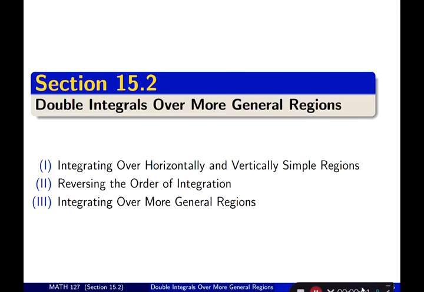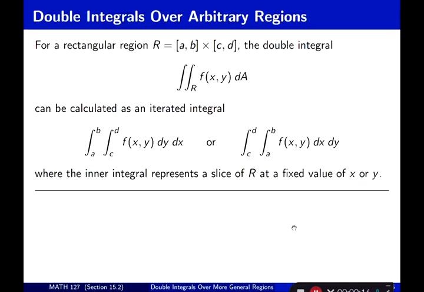We're starting section 15.2, double integrals over more general regions. First, we do integrating over horizontally and vertically simple regions. Then we reverse the order of integration. Then we integrate over more general regions. So, double integral over arbitrary regions.